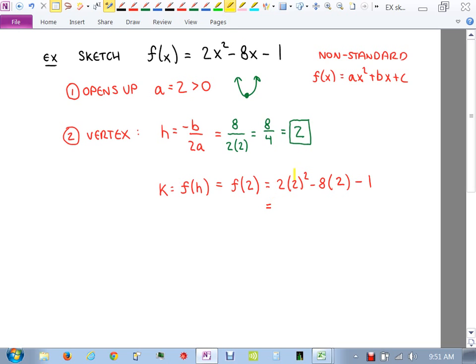Order of operations, 2 squared first would be 4 times 2. That gives me 8. Negative 8 times 2 is negative 16, and then take away 1. So negative 9. Questions there? So we had to do some work for vertex, didn't we? And every time we have to do some work, there's always room for error, right? You have that room for, oh, you miss a sign. So I'm going to write it down underneath vertex over here. I'm just going to actually put 2, negative 9. That's my vertex. That's the point that I'll graph.